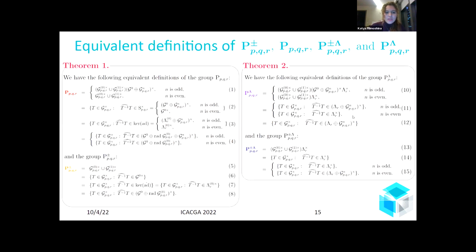In theorems 1 and 2, we give several equivalent definitions of the four introduced types of groups: P, P plus minus, P lambda, and P plus minus lambda. Note that we have already discussed the first definition of each of the groups on the previous slides. This one, this, and this one. Also note that in the other definitions, we use the Jacobson radical and the Grassmann algebra. We use some of these definitions to prove further statements on these types of groups.